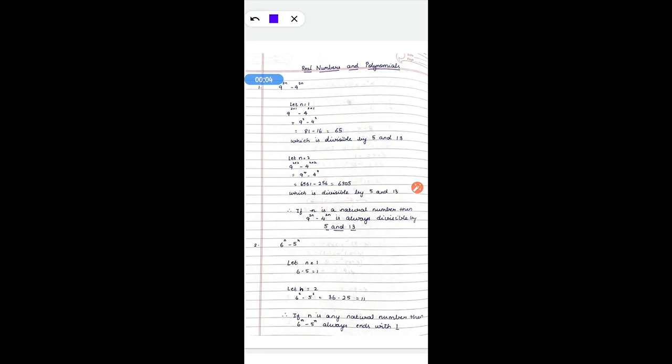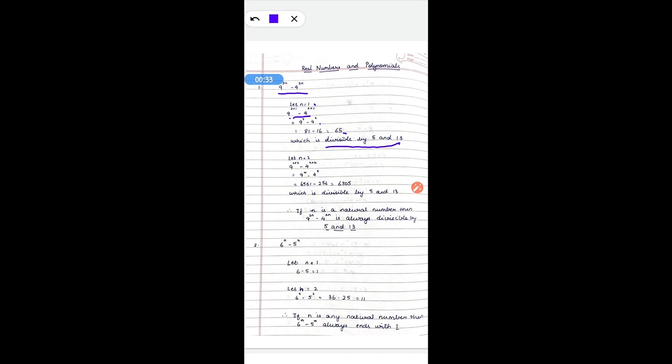Question number 1. If n is a natural number, then 9 power 2n minus 4 power 2n is always divisible by. Let us take n equal to 1. Substituting this in 9 power 2n minus 4 power 2n, we get 9 square minus 4 square. Expanding this, we get 81 minus 16, which is 65. 65 is divisible by both 5 and 13.